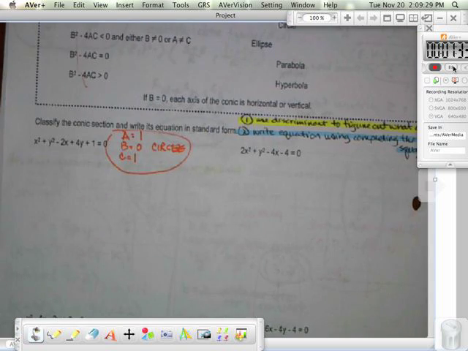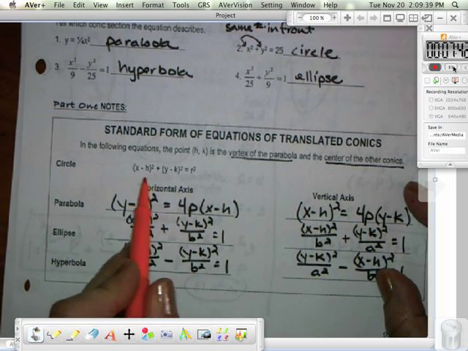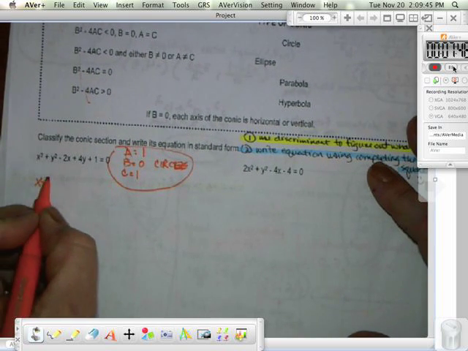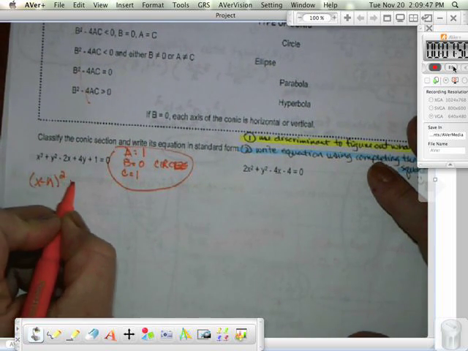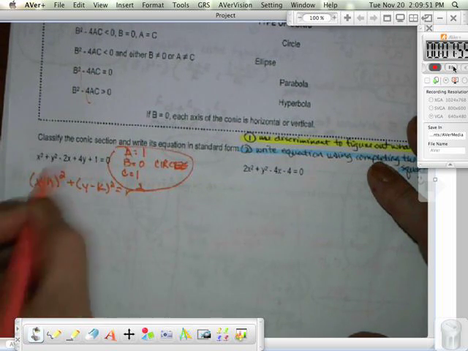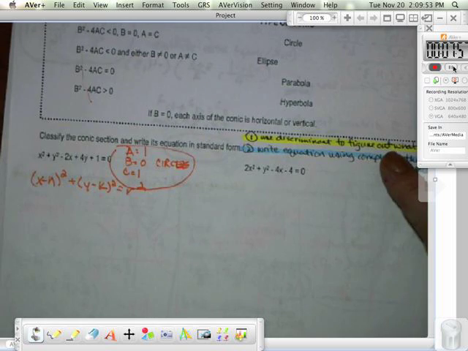So now, once I've identified that, I know that I need to work towards writing the standard form of the equation, which is going to be something like this right here, the standard form of a circle. So it's going to look something like that. All right, so I'm going to write that here. x minus h squared plus y minus k squared equals r squared. This is what I'm working towards, and I know I have to use completing the square.